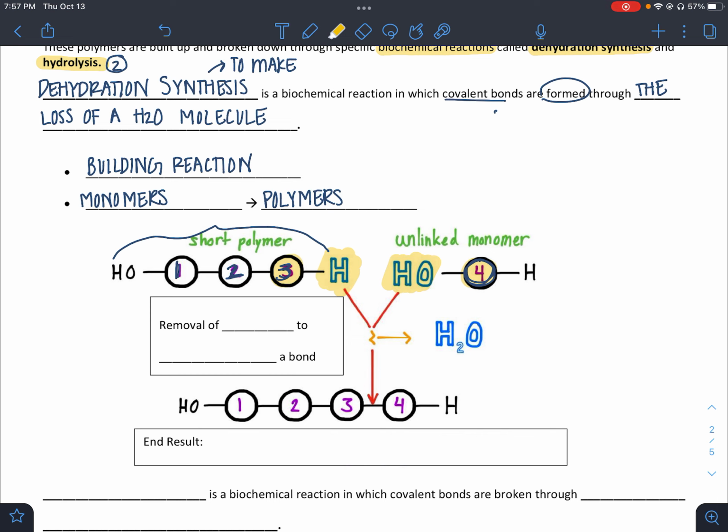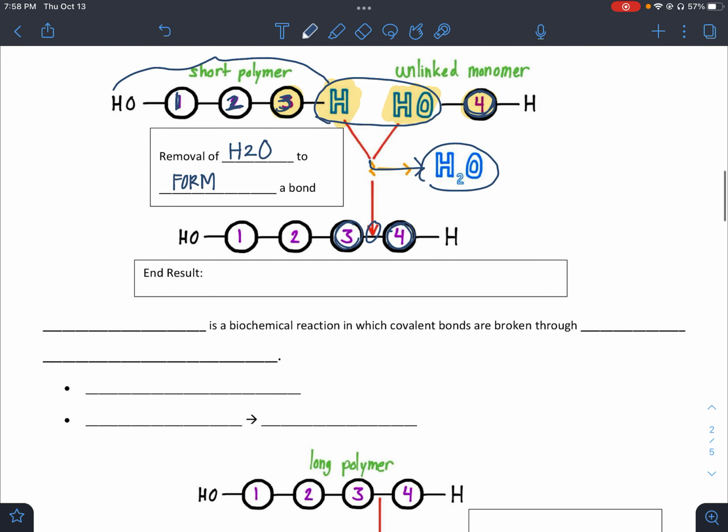So what we're going to do here is break off the hydrogen and that hydroxyl group, okay? And we are going to put those together to form a water. So that's the dehydration part, the removal of the water, okay? When we remove that water, these two monomers, monomer 3 and monomer 4, are going to be able to bond with each other. Think about it like they're puzzle pieces that we can't connect until we remove the water. This right here is where we form that one covalent bond, okay?